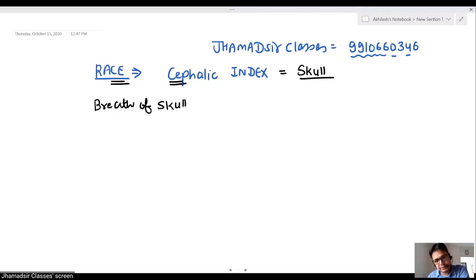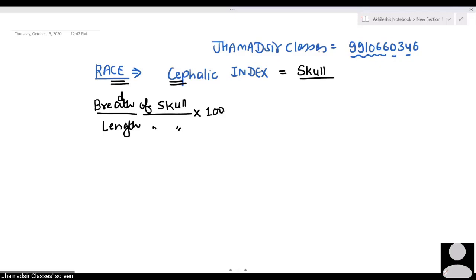Breadth of skull bone divided by length of skull bone into 100. This is known as cephalic index. Breadth of skull bone, this one, divided by length of skull bone. Now, how to remember cephalic index?